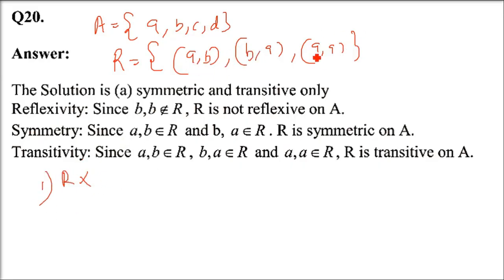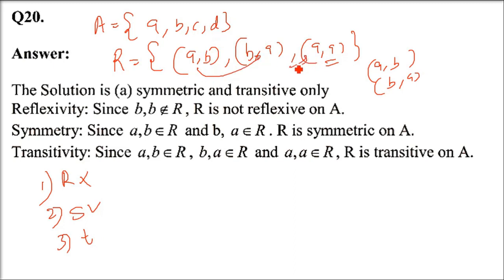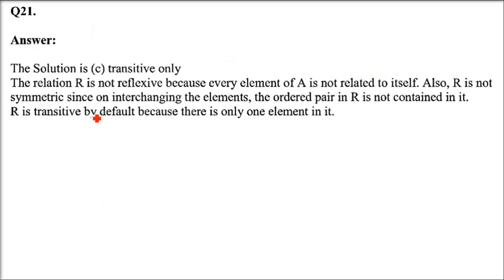Symmetric. (A, B) is there, (B, A) is there, (A, A) is there. It is symmetric. Yes. And (A, A), as I just told you in the previous discussion, is there. Transitive. (A, B) is there, (B, A) is there, so (A, A) should be there, and (A, A) is there. So symmetric and transitive, both are there. It is not reflexive.